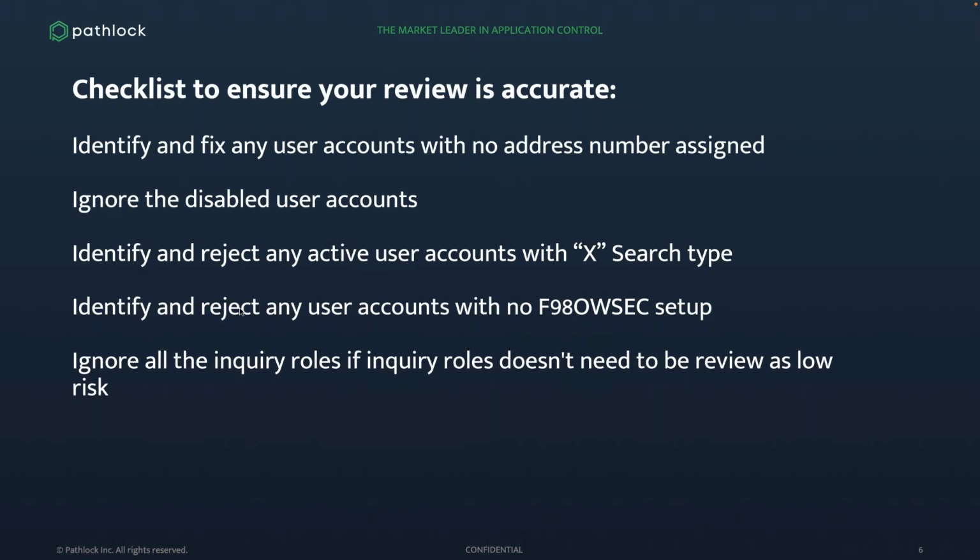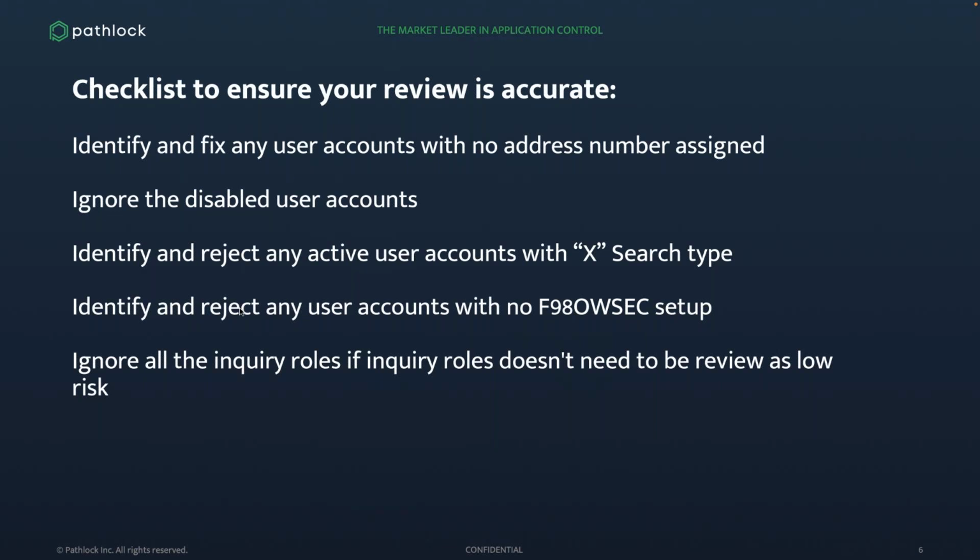Any disabled user accounts, you would want to remove from the actual periodic review; data select those out by search type. Identify and reject active users with that X search type. That's what we all have come to know as the X employee flag. That way, those search types are out of the system from an address book perspective, and your disabled users, the ones with the O2 status code on them, aren't considered either. And then also any user account with 98OWSEC set up. Those are users that you're not going to have access to security so much, as they might be integration roles and so forth, and you might not want to cloud your periodic review with that.